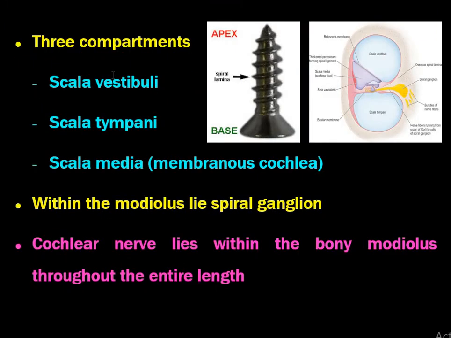The cochlea contains three compartments, and they are scala vestibuli here, scala tympani, and the scala media, so-called membranous cochlea or cochlear duct. Within the modiolus lies the spiral ganglion in the spiral lamina. The cochlear nerve lies within the bony modiolus throughout the entire length. So cochlear nerve lies somewhere here. The fibers go to the cochlear nerve.